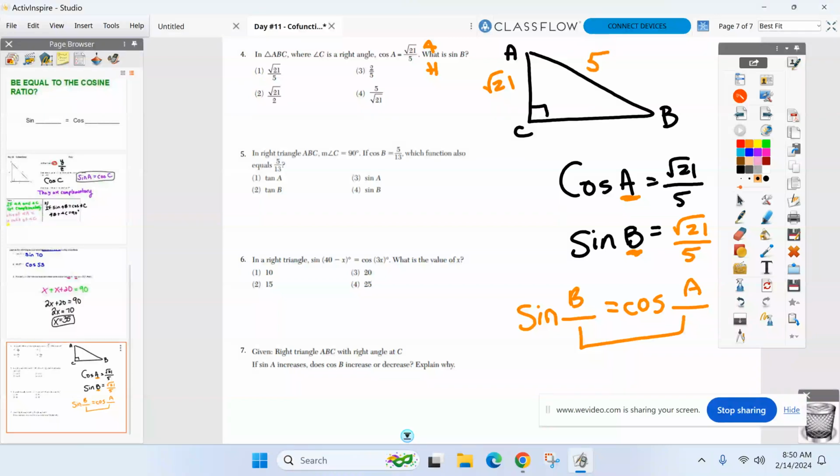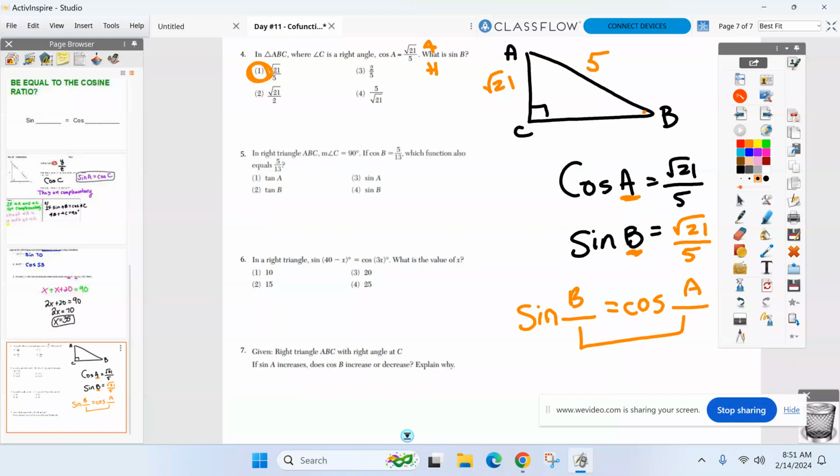Now go ahead and find the sine of B, everybody. What's sine equal to again as far as SOHCAHTOA goes? Go ahead, do opposite over hypotenuse from angle B, and what do you get? Radical 21 over 5. All right, so that's where that comes from. If two angles are complementary, which they are, the cosine of one equals the sine of the other. Radical 21 over 5.